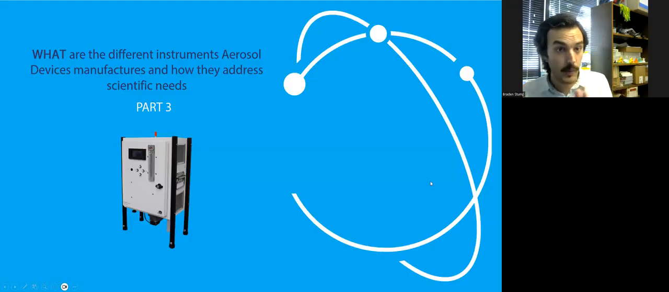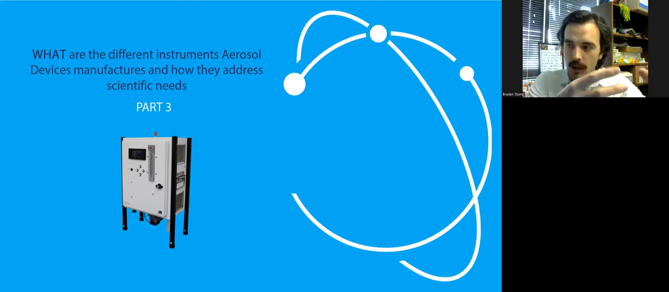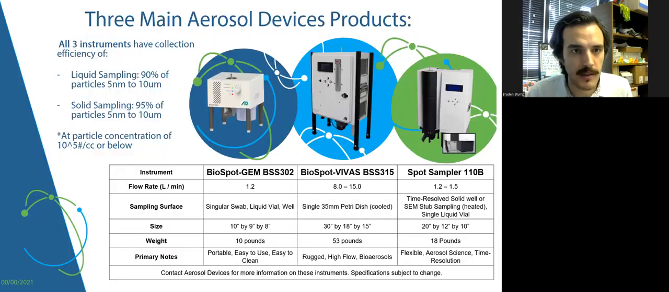Cool. Finally, we are on to part 3, which is how, utilizing this theory, utilizing this technology, the current different classes of instruments that Aerosol Devices manufactures, and then some examples of how they address scientific needs. So going to stay on this slide for a while, so take it in, take a screenshot of it if you need to. Aerosol Devices currently, as of today, June 5th, 2023, has 3 primary product lines that all do effectively the same thing, have effectively the same collection efficiency, but are different in flow rate and then sampling substrate. And I'm going to talk about them now.